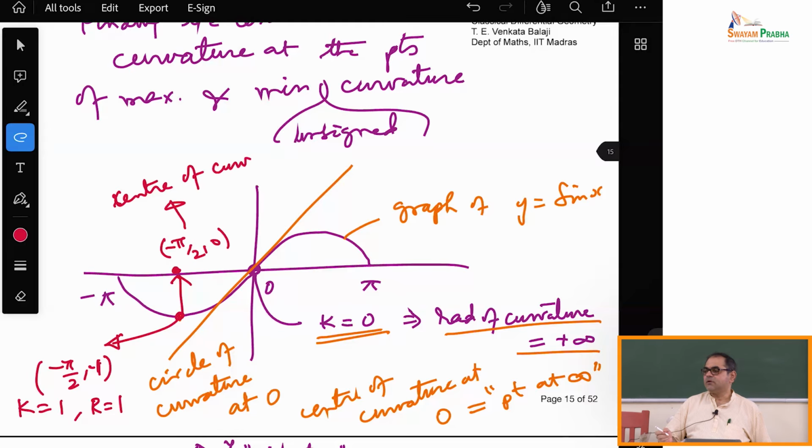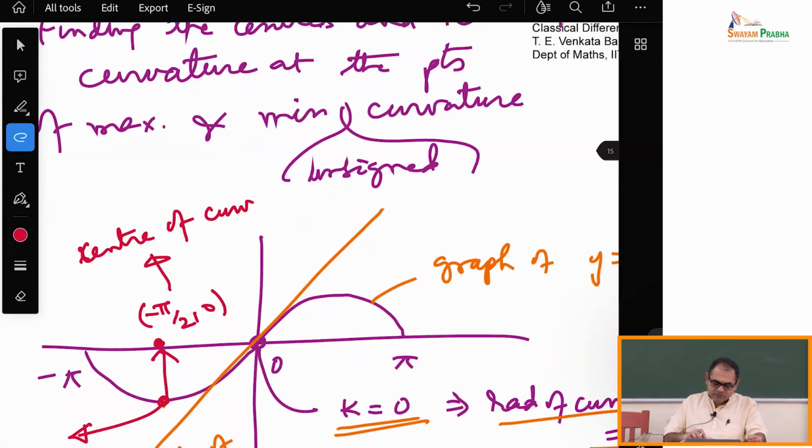So for x equal to minus pi by 2, the radius of curvature is 1 and the center of curvature is minus pi by 2 comma 0. If you are a little careless about the sign, you could end up with minus pi by 2 comma minus 2 or something like that. So you have to be careful. Think always geometrically. Making actual computations using the vector formula of the evolute is always somewhat confusing.